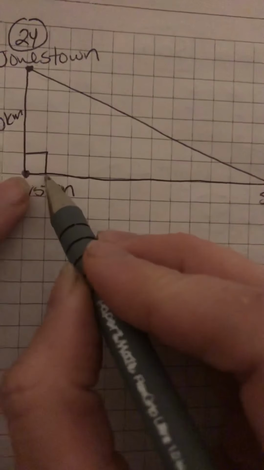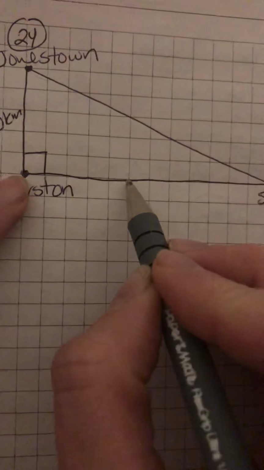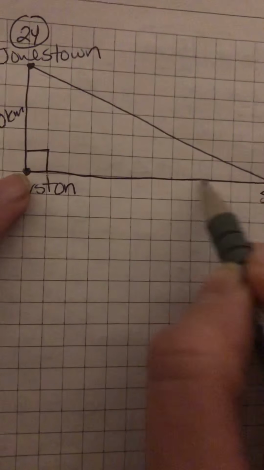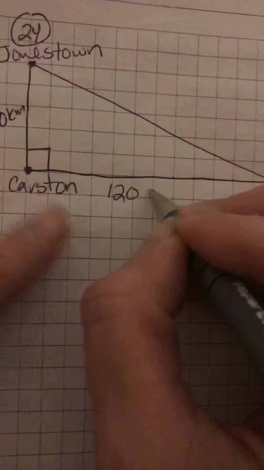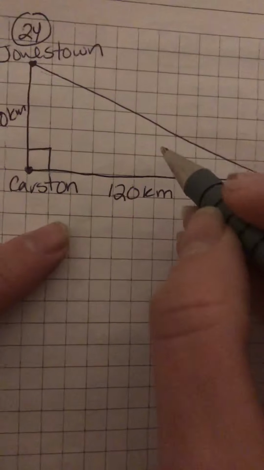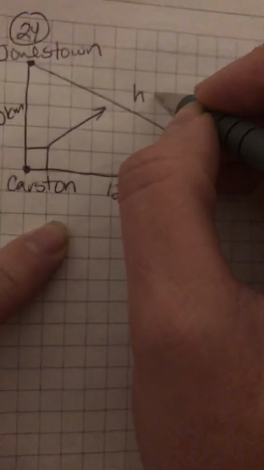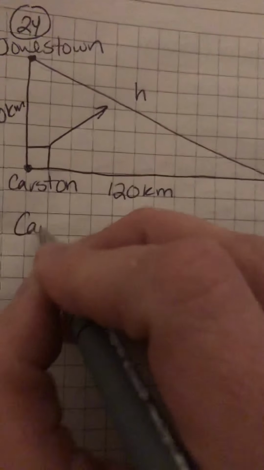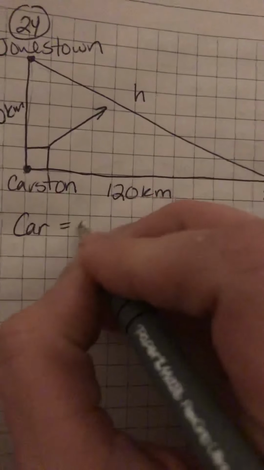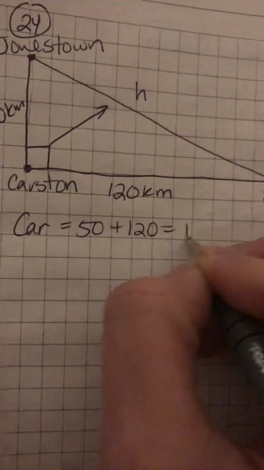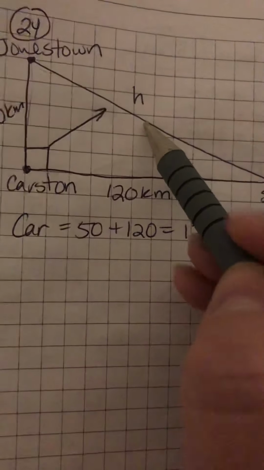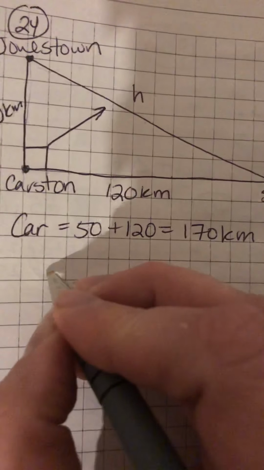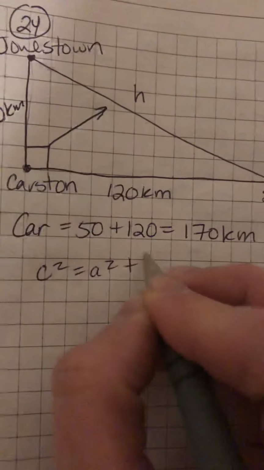kilometers. And we've got 1, 2, 3, 4, 5, 6, 7, 8, 9, 10, 11, 12 times 10 would be 120 kilometers. So we don't know the hypotenuse because it's across from the right angle, and this is what the helicopter would take. The car would go on the road, so the car would go 50 plus 120, which is equal to 170 kilometers. We need to find the hypotenuse, so we use type 1, which is c squared equals a squared plus b squared.